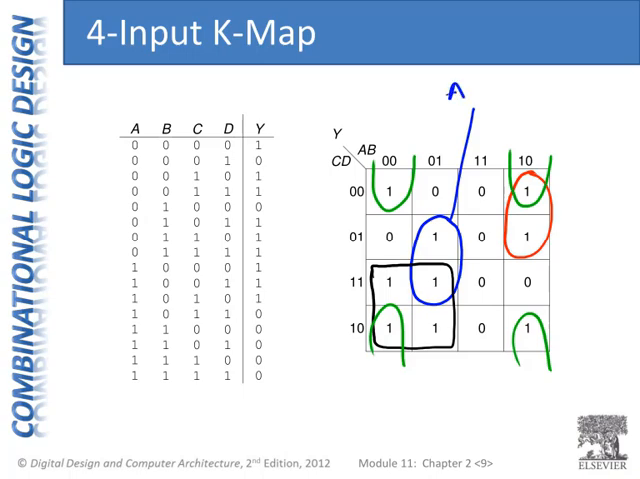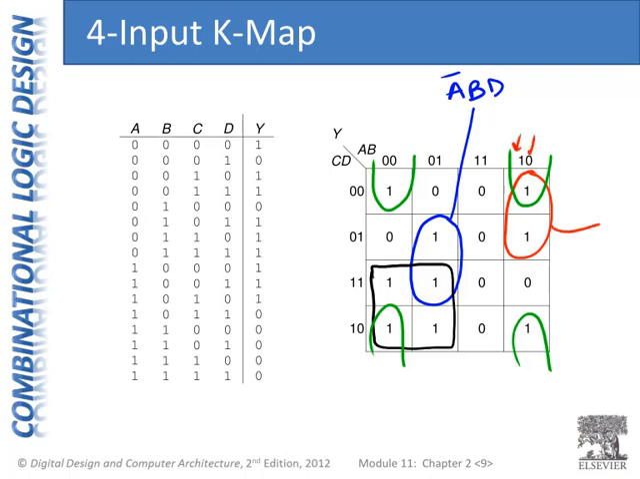So we have the complement form of A, the true form of B. It includes both forms of C, so we don't include C in our implicant, in our product term, but just the true form of D. So D is included in our implicant. Okay, do a similar thing here with this red circle.